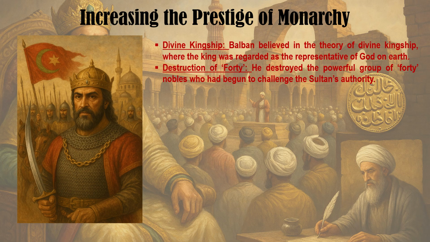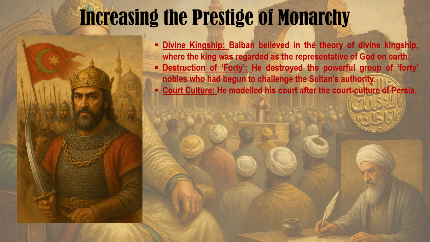He destroyed the powerful group of 40 nobles who had begun to challenge the sultan's authority. So there were 40 nobles, the Chalisa. It was established by Iltutmish, but later on the 40 nobles were getting too much power. So Balban curbed the power of the 40 nobles.